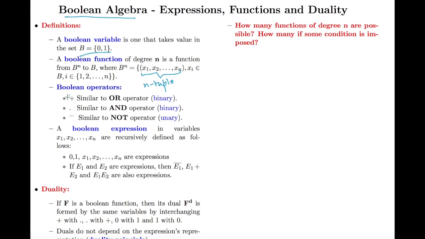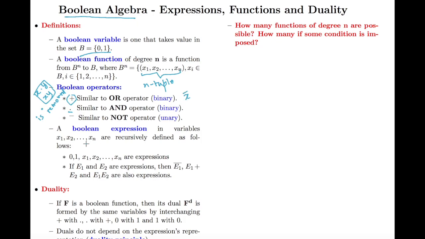We have a plus operator, which is similar to the OR logical operator, and it's a binary operator. Binary means that it needs two operands to operate on. Similarly there is a dot operator, which is similar to the AND operator, and it's a binary operator. It needs two operands, and sometimes this dot is removed, and it will be clear from the context. So we don't write x dot y, we just write xy. And then we have a complement operator, which is similar to the NOT operator, and it's a unary operator, which means it operates on only one variable. So the complement of x is denoted by x bar here.